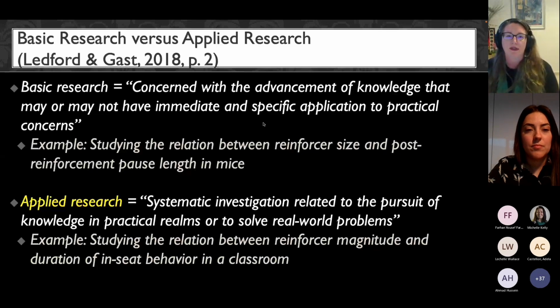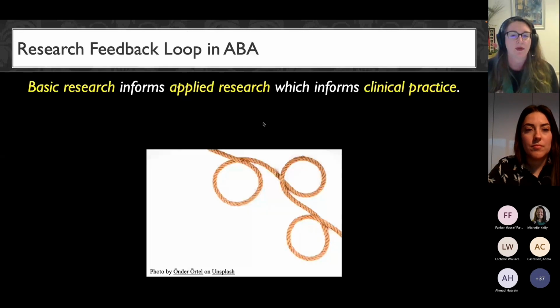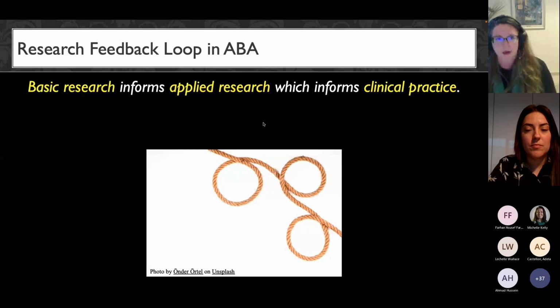I want to talk a little bit about the feedback loop in ABA. Certainly basic research, what's done in the laboratory with animals, informs our applied research, which informs our clinical practice.